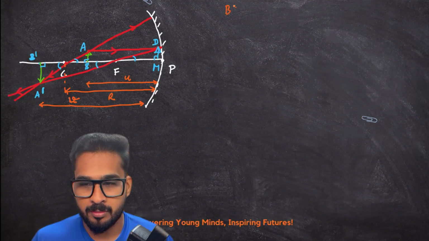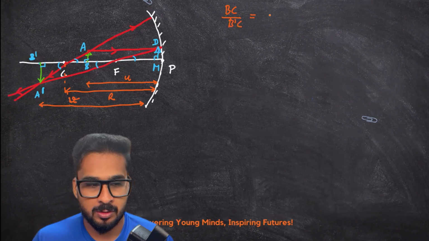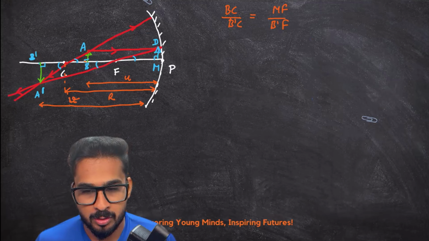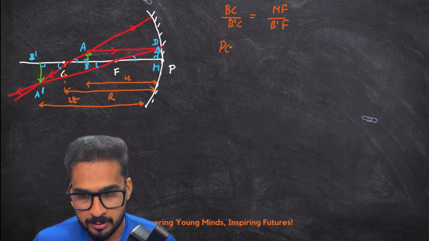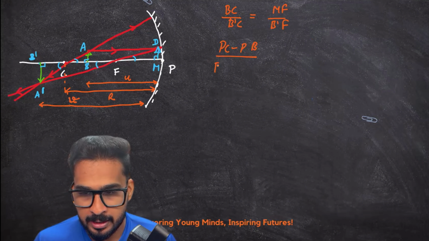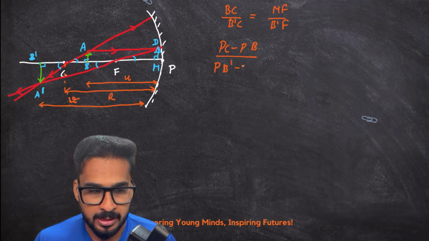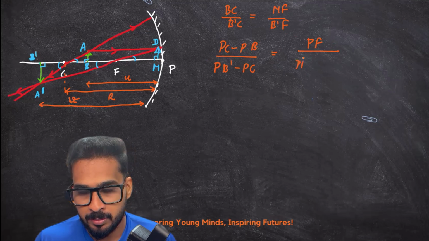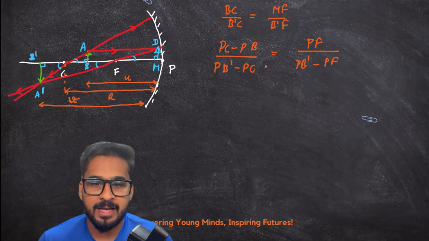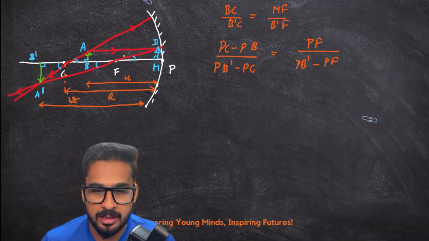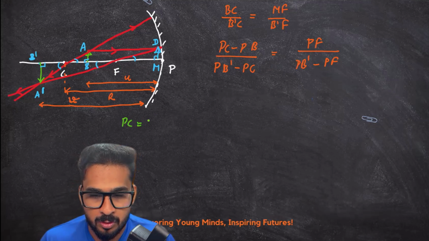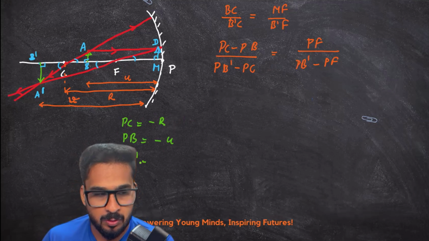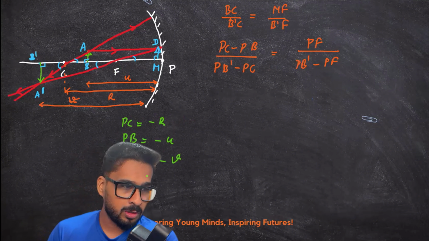After getting this step, BC upon B'C is equal to MF upon B'F. I can write BC is equal to PC minus PB, divided by B'C, which I can write as PB' minus PC, which is equal to MF, written as PF, divided by PB' minus PF. Now by taking the sign convention, it is very clear that PC is equal to minus R, PB is equal to minus U, PB' is equal to minus V, PF is equal to minus F.